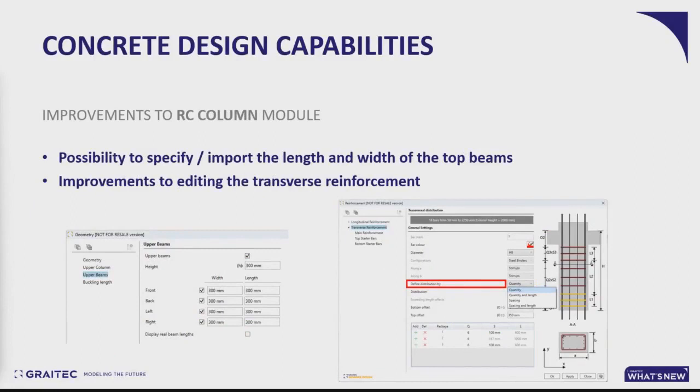The next slide is for the RC column module. First, we can now define or import from the Advanced Design model the geometry of upper beams, which can be used for automatic determination of column backlink length. The next point is for editing bars, and more specifically, we can select several methods for defining the distribution of transversal bars, which make it easier to edit or redefine bar distributions.